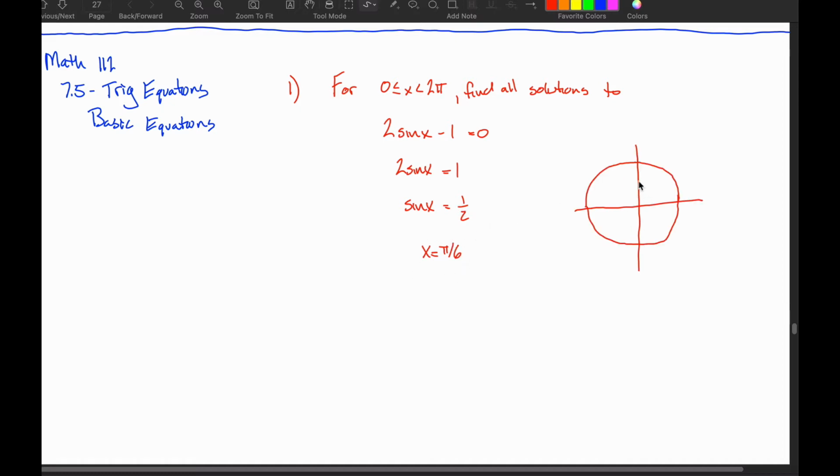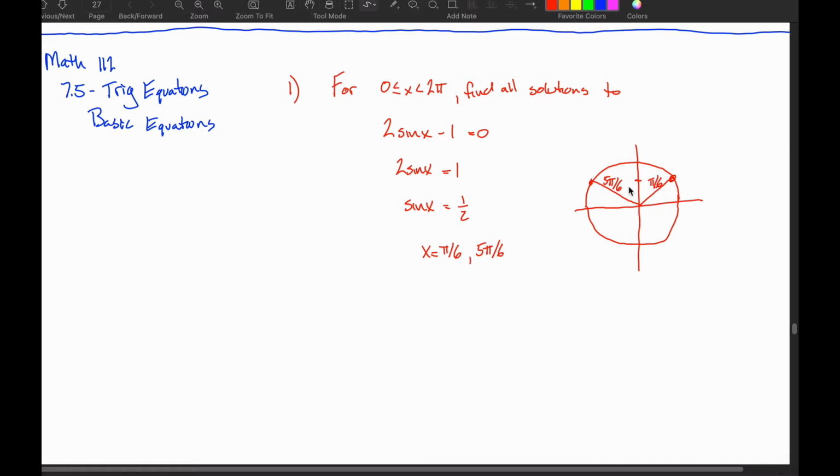Here's my poorly drawn unit circle. The sine is the y-coordinate on the unit circle, so 1/2 is roughly here. There's an angle over here, which is the pi over 6 that I just referred to. But there's another one over here in the second quadrant. And you're like, yeah, okay, fine. What's that, 5 pi over 6? Cool, so there's two answers.